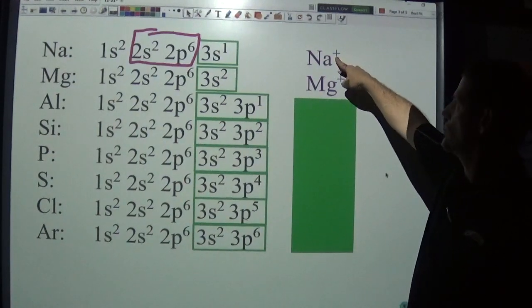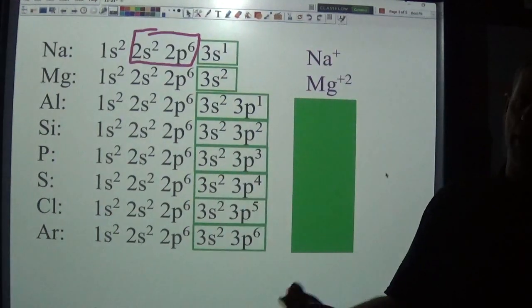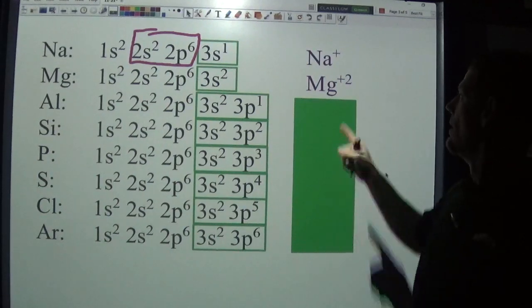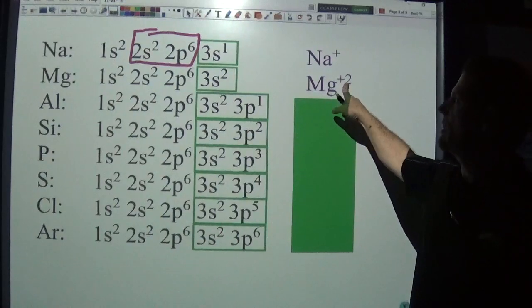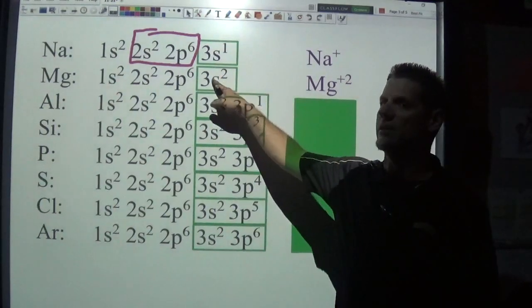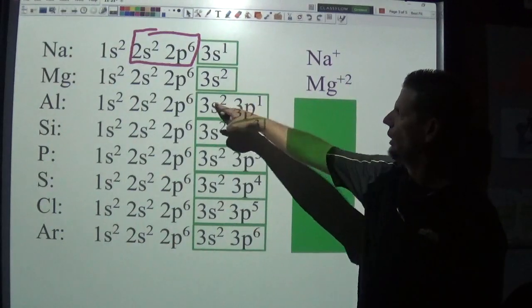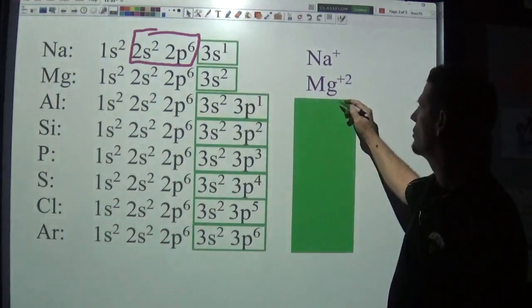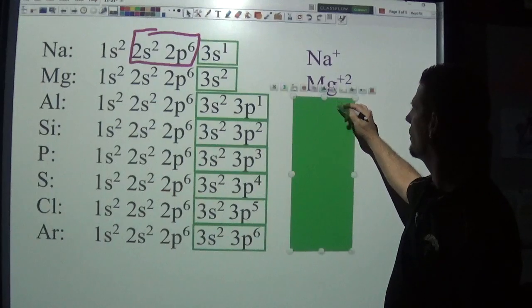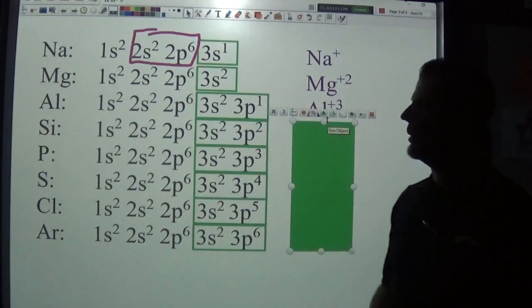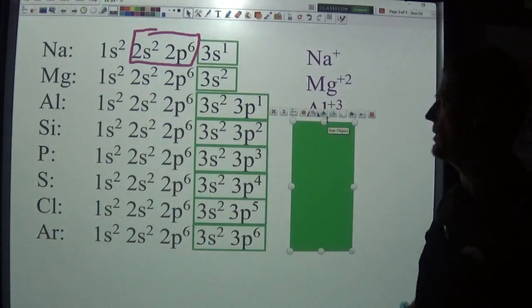So sodium lost 1, it's a plus charge. We say it's plus 1. We don't usually say the 1 because that's kind of redundant. But magnesium is plus 2 because it has lost these 2 valence electrons. What do you think aluminum is going to do? There's 3 electrons, so it's going to lose 3 electrons. But now when we get to silicon, something weird happens.